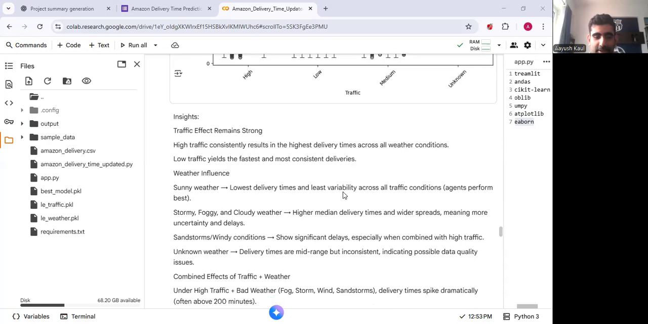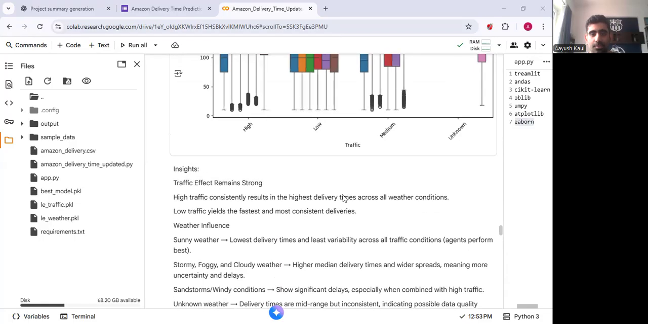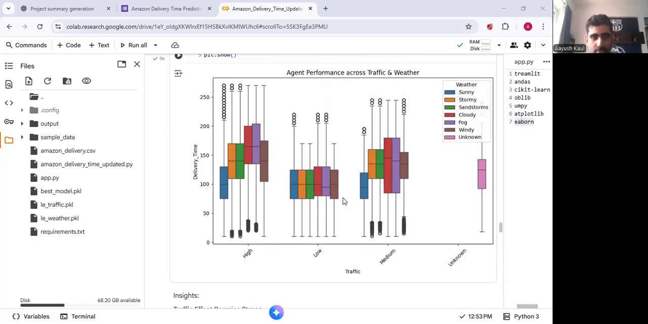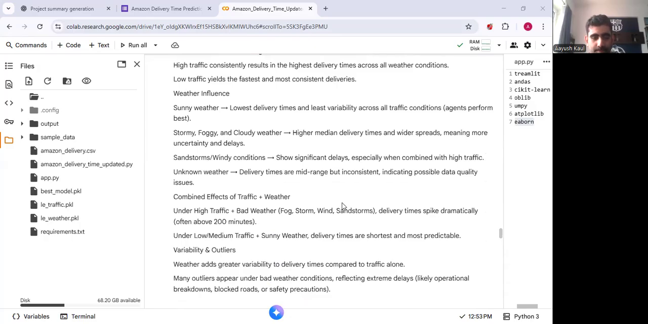The combined effects of traffic and weather are that under high traffic and bad weather, delivery times spike dramatically, often above 200 minutes, which is evident from the graph. And under low to medium traffic and sunny weather, delivery times are shorter and most predictable, which is obvious. Now, there are also outliers, in that weather adds greater variability to delivery times compared to traffic alone. Many outliers appear under bad weather conditions, reflecting extreme delays, likely operational breakdowns, blocked roads, or safety precautions.